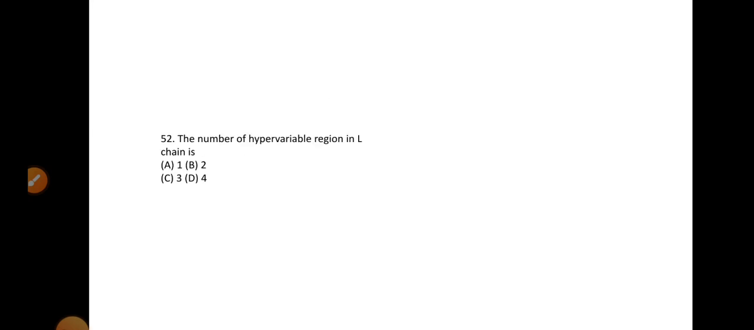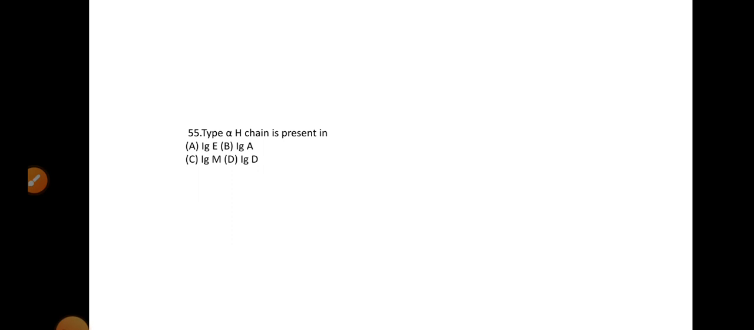52 question. The number of hypervariable regions in L chain is 1, 2, 3, 4. The number of hypervariable regions in H chain is 1, 2, 3, 4. Gamma H chain is present in IgG, IgA, IgM, IgD. 55. Alpha H chain is present in IgE, IgA, IgM, IgD.